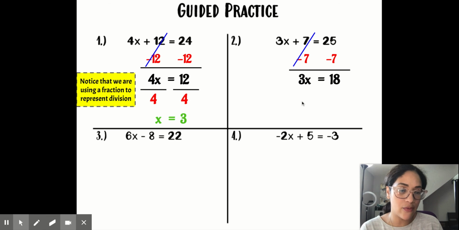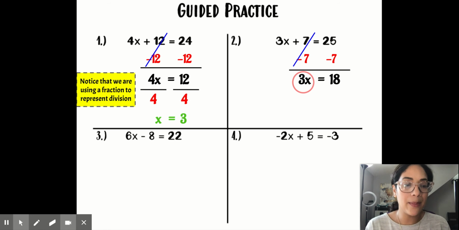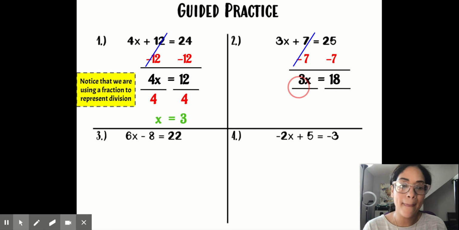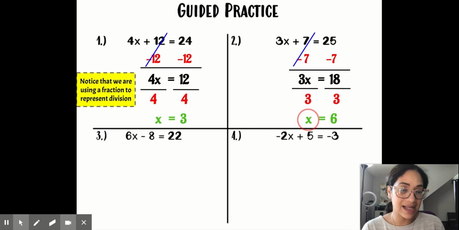Okay, so this is what I have so far. Please remember that when you have a number right next to a variable, that represents multiplication. So we're doing the opposite, the inverse. And the opposite of multiplying by 3 is dividing by 3. Again, I'm using a fraction to represent that division. And I'm going to divide both sides by 3 because that's my coefficient. That's what I'm trying to get rid of. I'm trying to eliminate this 3 so that x is by itself. 3 divided by 3 is 1, and then 18 divided by 3 is 6. I've solved. My variable is isolated.